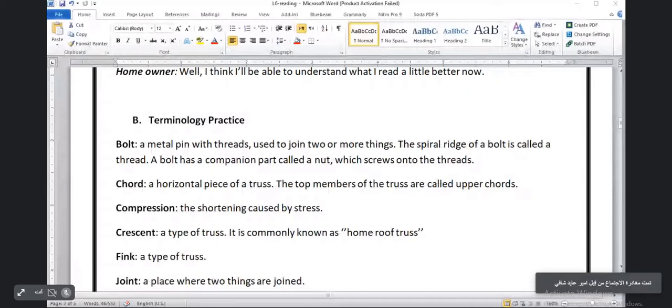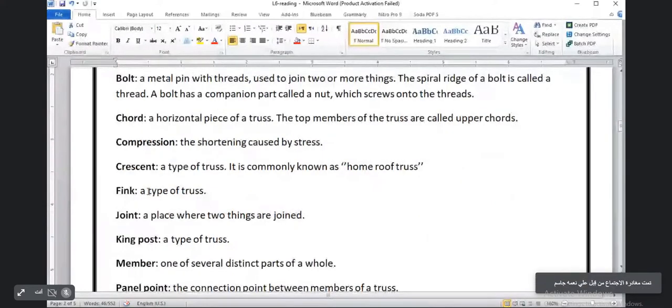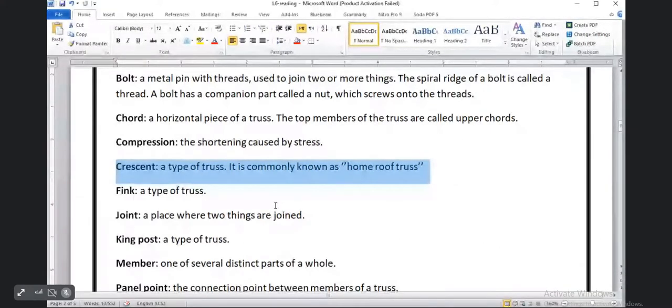Hussein Jassim, what's your class? Which class are you? Class A. Class A, good. Hussein, let's read about the crescent. Could you please read this? Hussein Jassim, could you please read this? Exactly, yes. The highlighted one, the crescent. Yes.